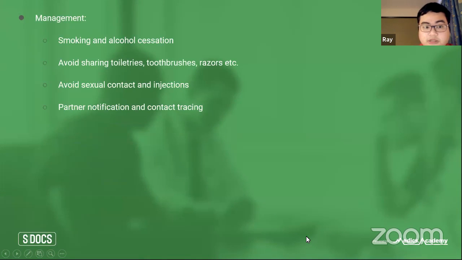Okay, and we would offer advice for smoking and alcohol cessation. Obviously, avoid sharing toiletries, toothbrushes, or razors, anything that can spread the virus. Avoid sexual contact, avoid injections. Notify the partner, and you do contact tracing if possible.